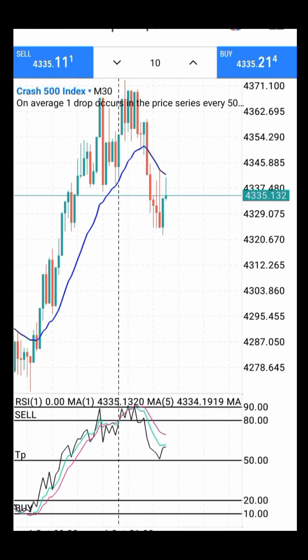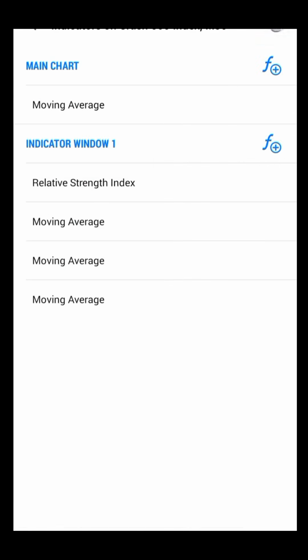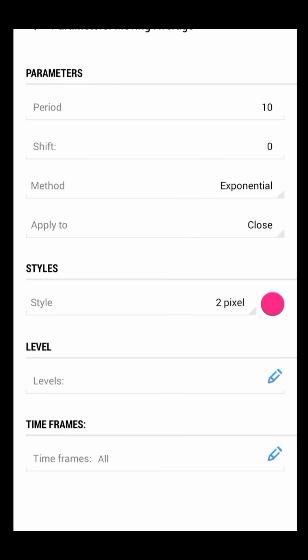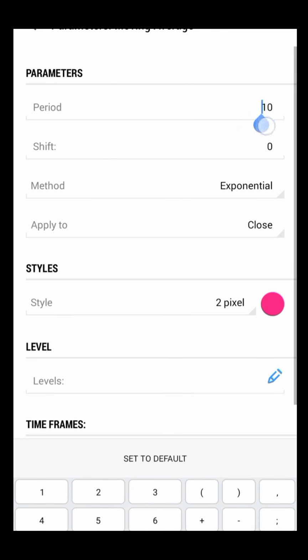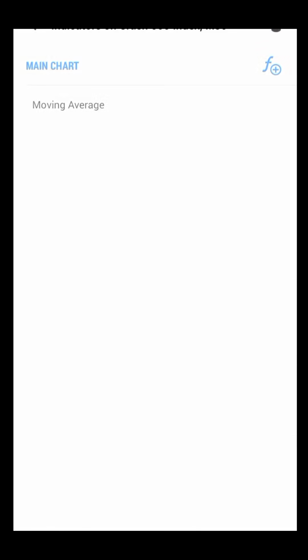So don't let me talk too much. Let's go straight to the strategy. Let me delete everything on my chart and let's add it back together so that we can have a very clear understanding about the strategy. The first thing we are going to add is a moving average on the main chart. The moving average is 20 period, method exponential. I like using blue on the main chart, then click on done.